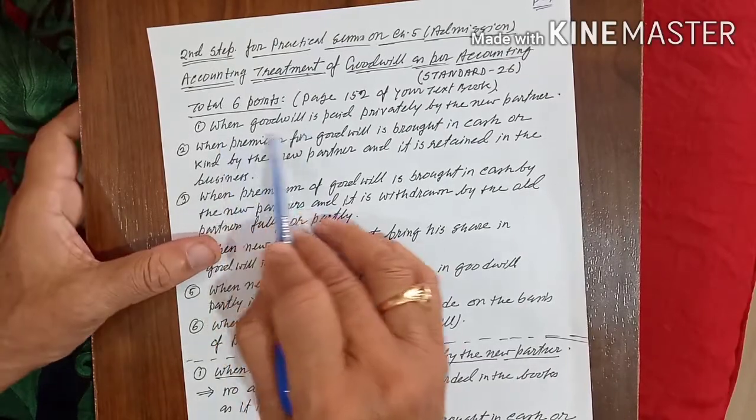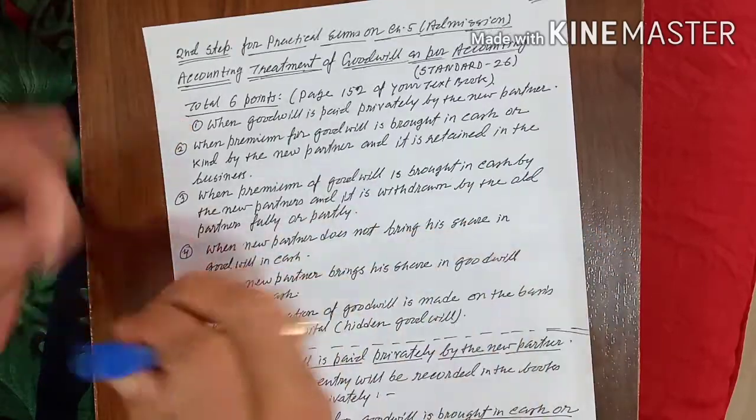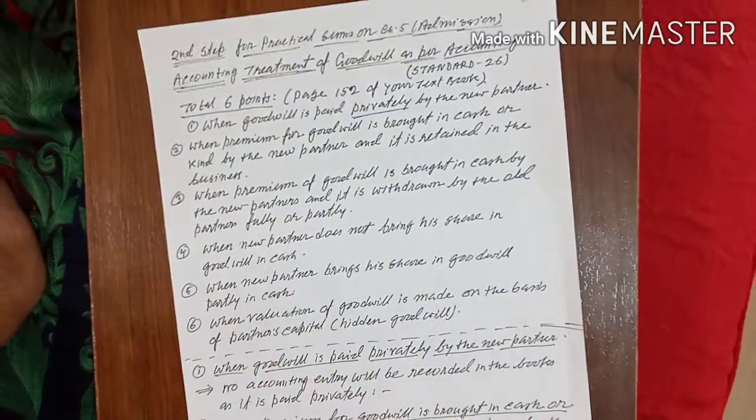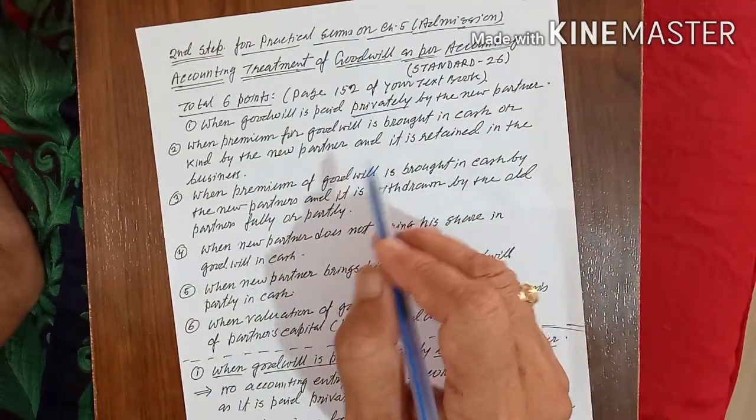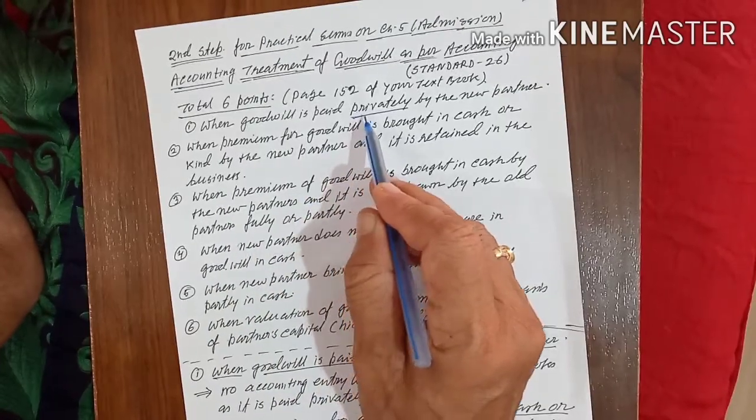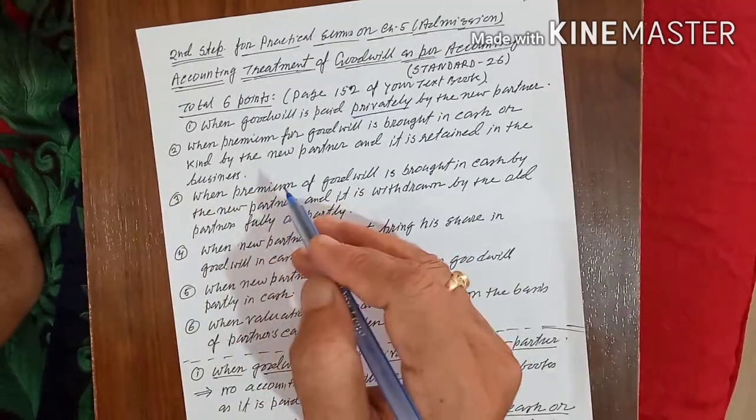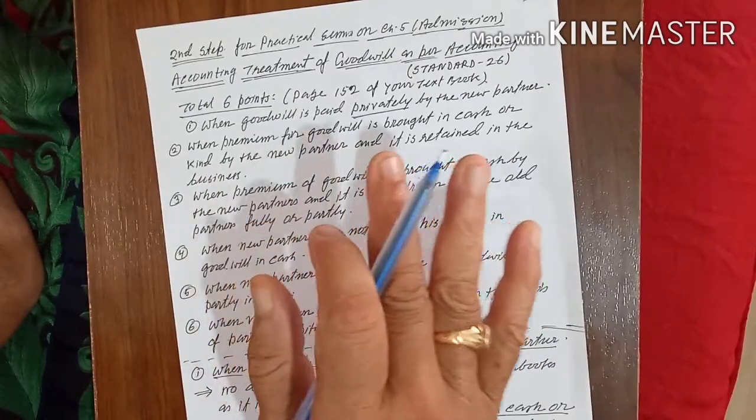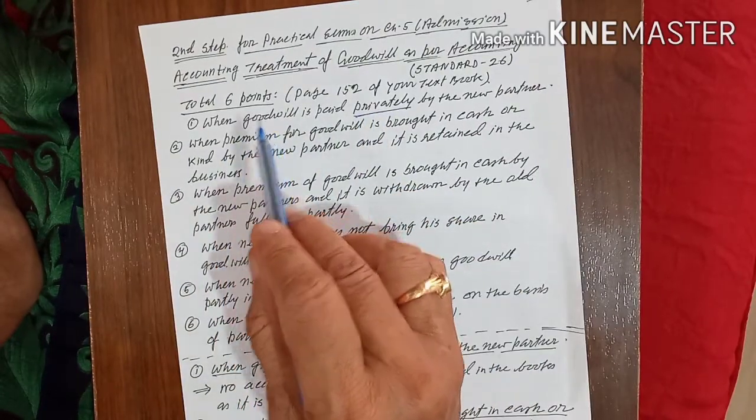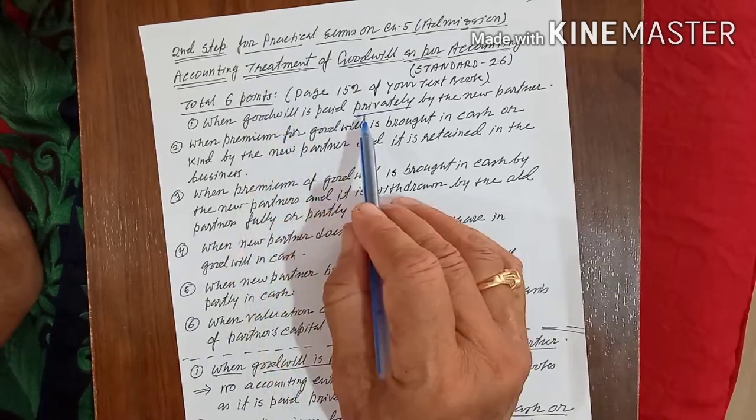Number 1. When goodwill is paid privately by the new partner. What is the meaning of privately? Privately means the goodwill amount the new partner is giving to the old partner is not coming in the picture of accounts. It will not be included in the accounts. It will not be distributed. Just orally, the old partner tells the new partner to give a certain amount. It will not be shown in the accounts. That is called privately. So when there is a contact between the old partner and the new partner, that new partner will pay the money to the old partner privately.